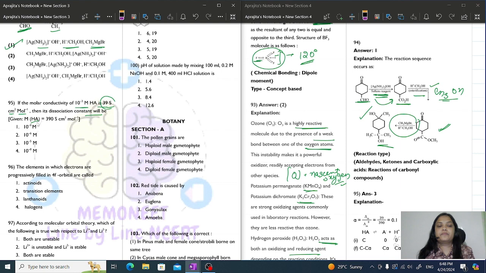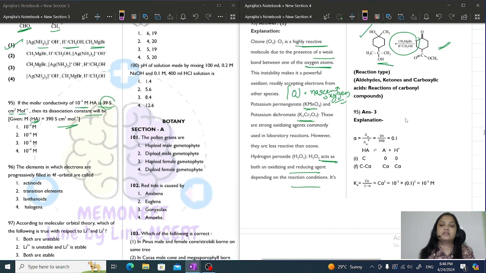The molar conductivity is given for HA, which means at infinite dilution. So you know that the degree of dissociation, alpha, is the molar conductivity divided by the molar conductivity at infinite dilution. It is given as 39, and at infinite dilution it's 390. So it's coming out to be 0.1.